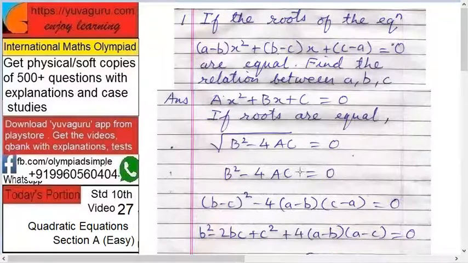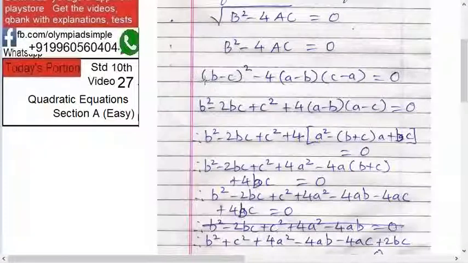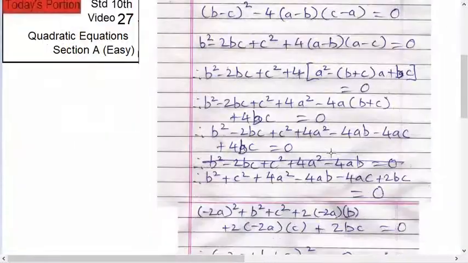This is what remains. Now you know what is a, what is b and what is c. This is the big A, this is the big B, this is the big C. So just put the values then: (B minus C) the whole square minus 4 into (A minus B) into (C minus A) equals 0. Solve this. You go on solving, you will see this.